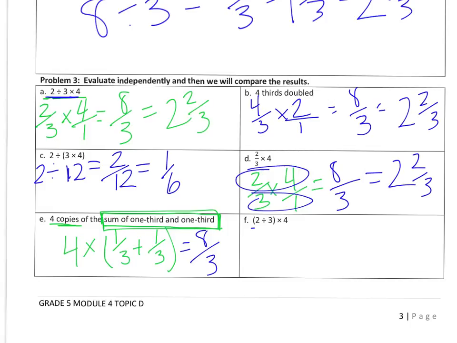And then this last problem, 2 divided by 3 is in parentheses, so we do that first. So we have 2/3, because 2 divided by 3 is 2/3, times 4, which is, you guessed it, 8/3.